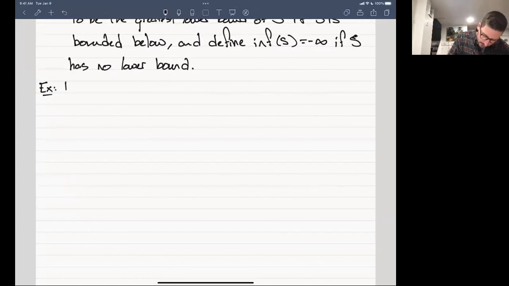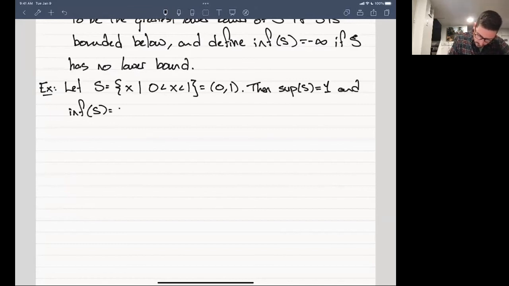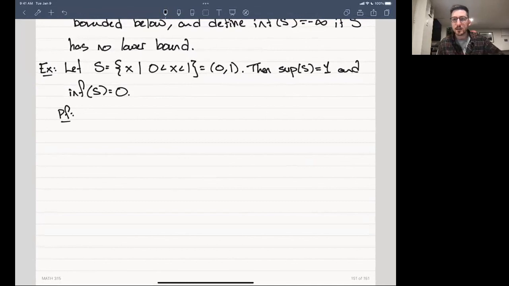So let's say let S equal to the set of x's such that x is between 0 and 1 exclusively, right? So this is the open interval from 0 to 1. Then I'm going to claim that the supremum of S is equal to 1, so it's not in the set, and the infimum of S is equal to 0. Let's do a little proof here. Let's start with the supremum. The infimum is handled in exactly the same way.